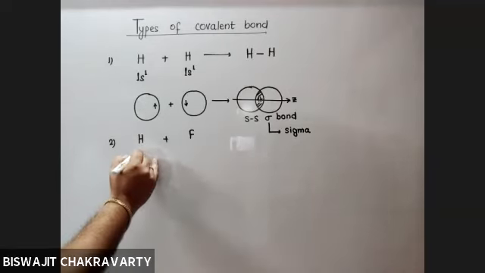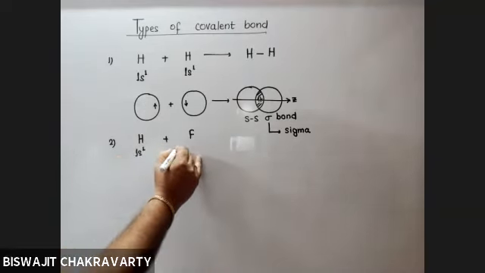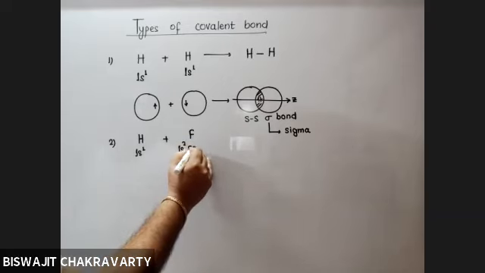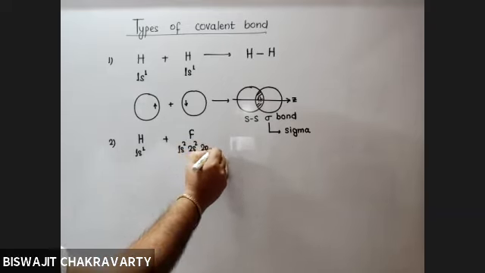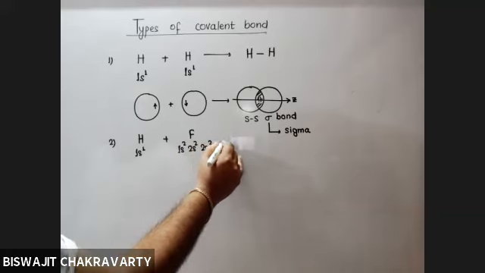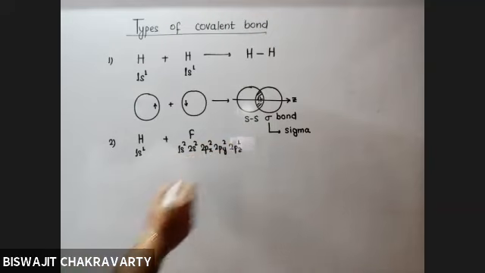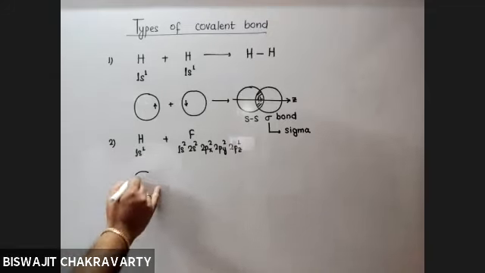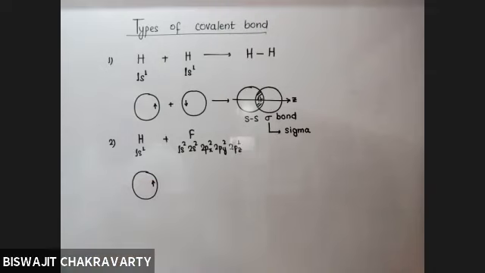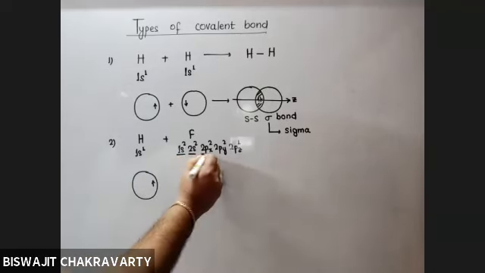So hydrogen is 1s1 as usual, and fluorine is 1s2, 2s2, 2p5. Rather than writing 2p5, we can also write it as 2px2, 2py2, 2pz1, so that it is clear in which particular orbital the unpaired electron lies. For the hydrogen atom, as usual, the unpaired electron is present in the s orbital. This is paired, this is paired, these two are also paired.